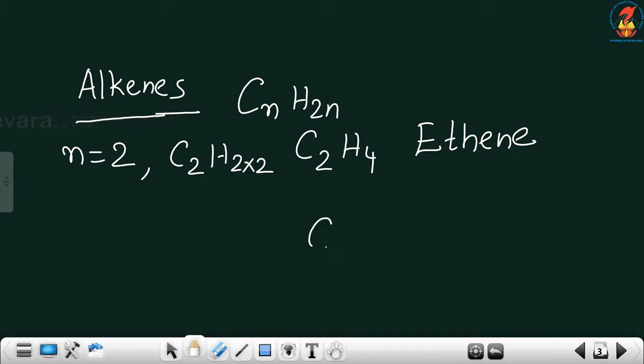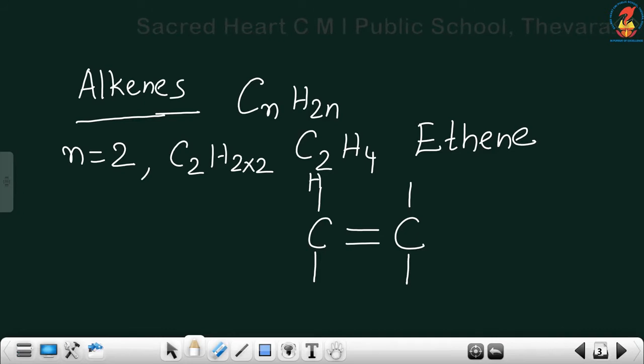Now, what is the structure? There are two carbon atoms which are joined by a double bond. So, C double bond C. Now, how many valencies are left? Two valencies are occupied, two more valencies are free. Second carbon atom also has two valencies occupied. We have to represent two more valencies where you have to write hydrogens. So, this is the structural formula.